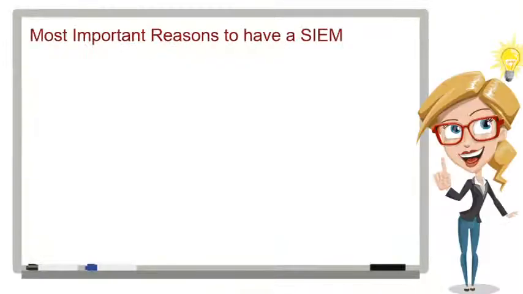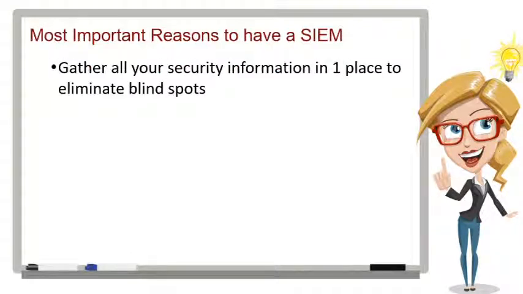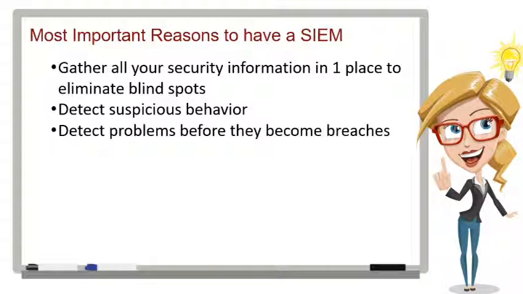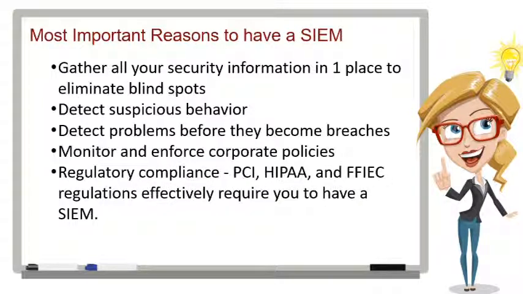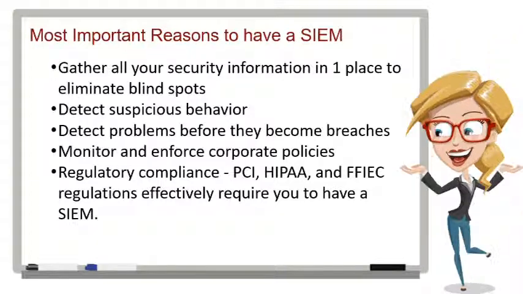There are many important reasons you need to have a SIEM. First, to eliminate blind spots, you need to gather all your security and event information into a single location. Detect suspicious behavior without getting bogged down in the mire of false positives. Accurate analysis and correlation allow you to detect problems before they become a breach. Holistic visibility through a SIEM allows you to monitor and enforce corporate policies. Lastly, regulatory requirements including PCI, HIPAA, and FFIEC effectively require you to have a SIEM. So, a SIEM is a needed tool for both best practices as well as regulatory compliance.